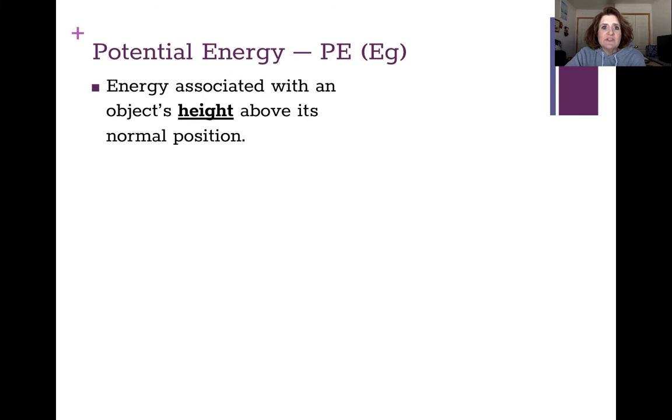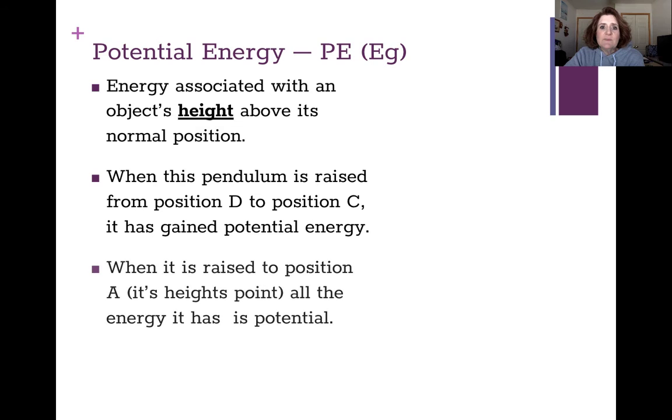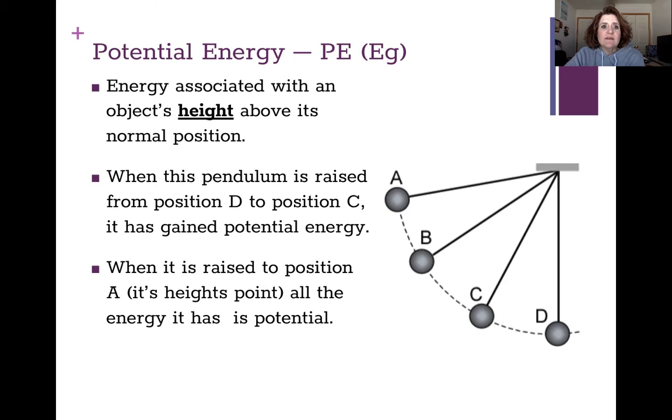So potential energy is energy associated with an object's height or position above its normal position. And we're going to designate that as Eg, energy due to gravity, or sometimes called simply Pe, or potential energy, when looking at mechanical. When this pendulum is raised to its highest position from position D to C, it has gained energy because I've done work on it. When it's raised all the way to position A, its highest point, all the energy it has is going to be potential.